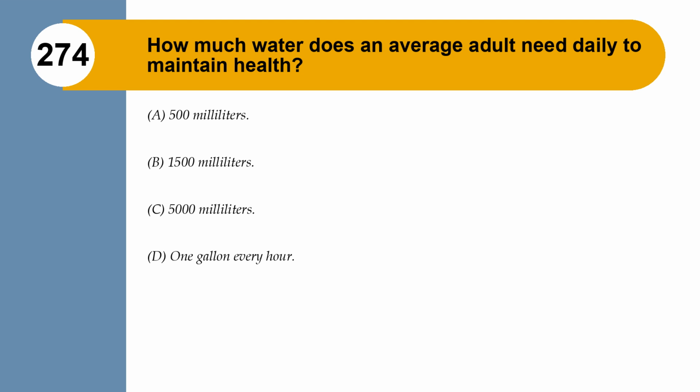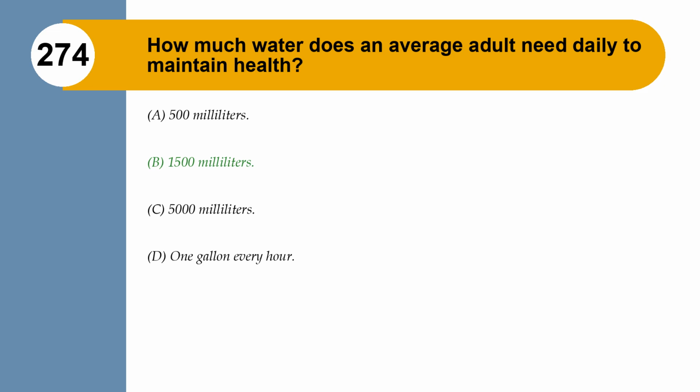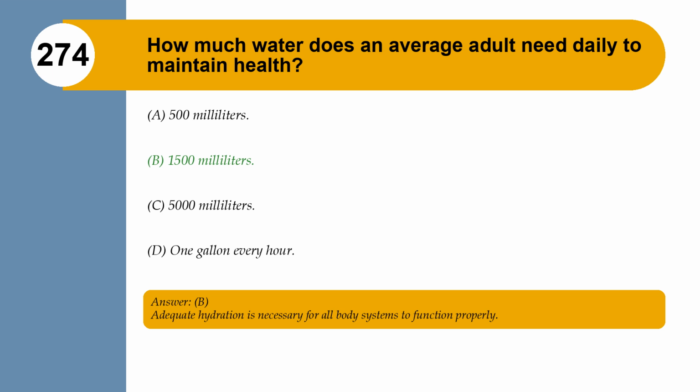Question 274. How much water does an average adult need daily to maintain health? Option A, 500 milliliters. Option B, 1,500 milliliters. Option C, 5,000 milliliters. Option D, 1 gallon every hour. The correct answer is option B, 1,500 milliliters. Explanation: adequate hydration is necessary for all body systems to function properly.